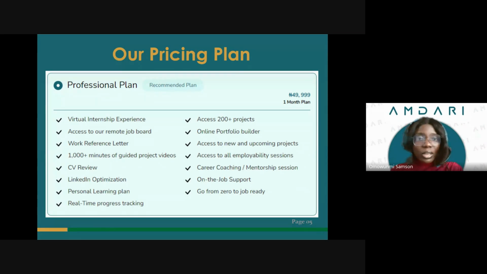The recruiters are trying to fill a gap, right? So if you've demonstrated any of these skills needed to fill a gap in the organization, trust me, the next thing is they would want to get to know you. So how do you show them that side of you if you've not worked on projects? That's why we built Amdari.